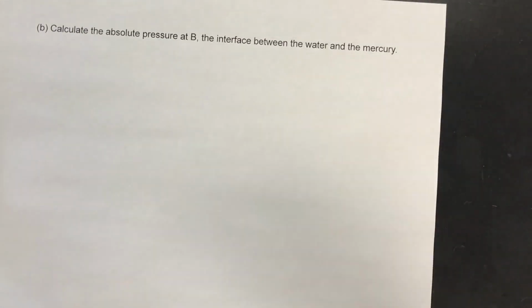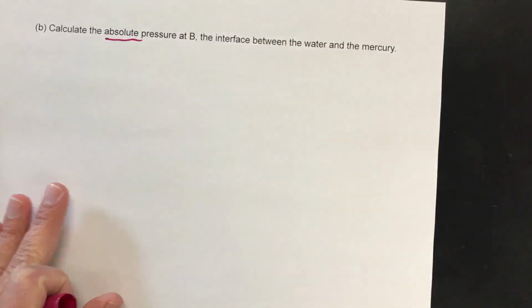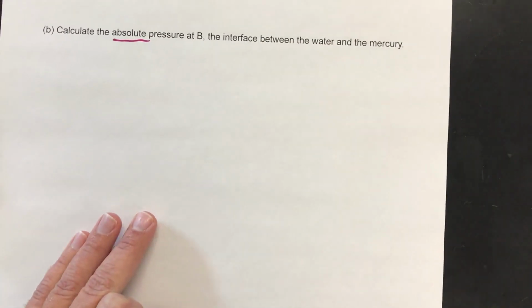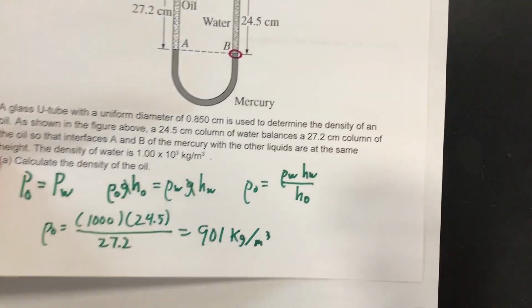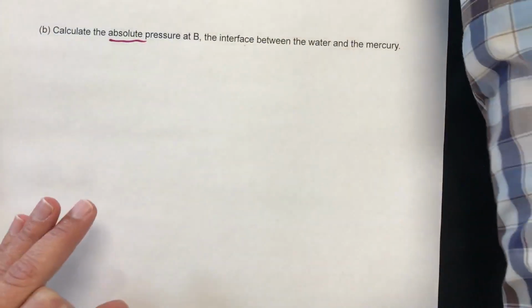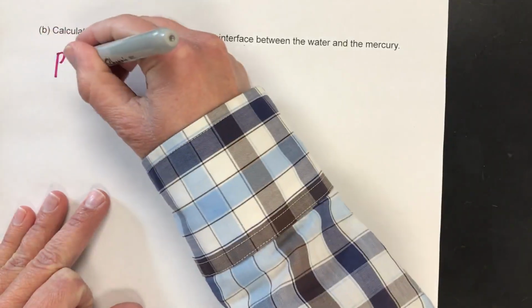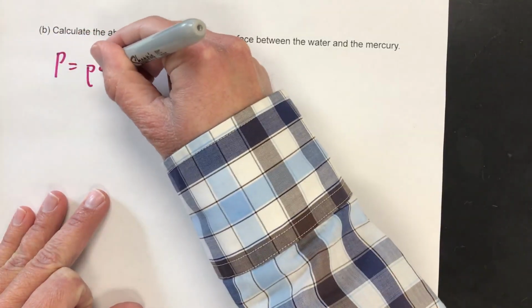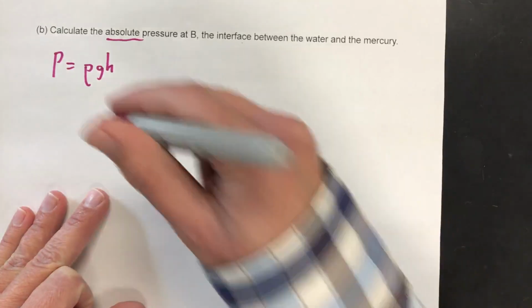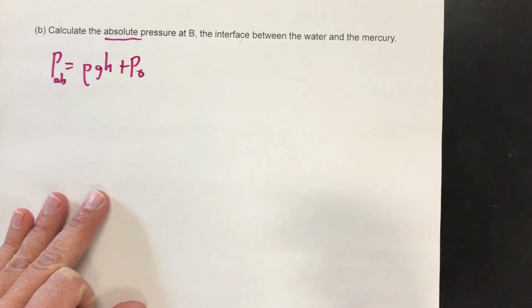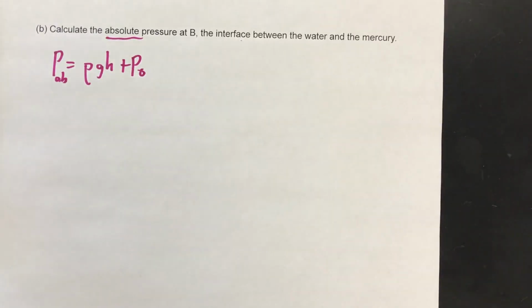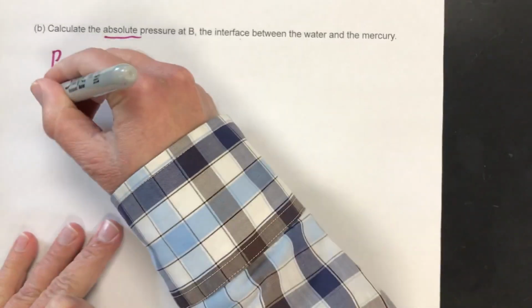All right. Next one here, it says calculate the absolute pressure at B, the interface between the water and the mercury. So absolute, that's important. So we're trying to find it right here at the interface between those two. Again, the equation for pressure due to a fluid is density times gravity times height. If you want to make this the absolute pressure, we've got to add in atmospheric pressure there. So let's start to plug in. It's as simple as that.